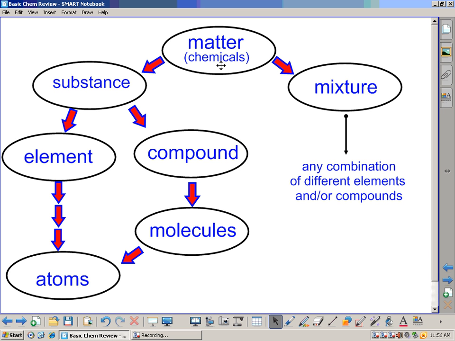Matter was discussed in one of our classes, and it can be divided up or classified into two categories, substances and mixtures. Let's start over at the substance side. If your chemical is pure, meaning all the particles in the chemical are the same, you can't reach in and pull out the different ingredients, then you have a substance. And substances come in two varieties.